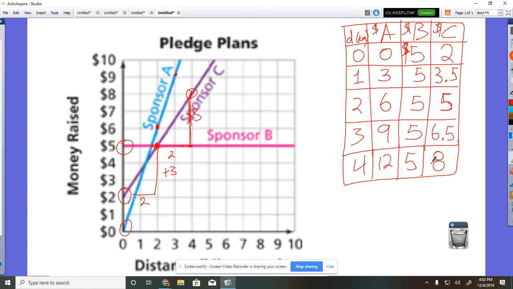So we need to figure out our rates. So we know our donations. This is going to show up in our equation. Now we just need to know rates.